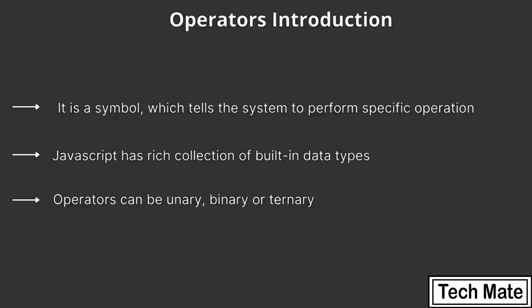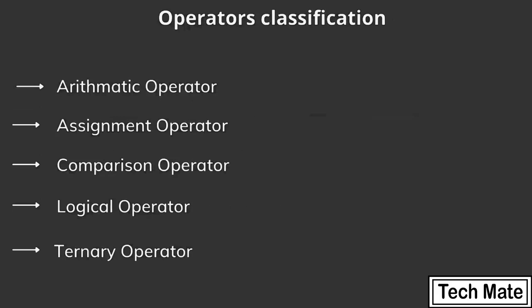specific tasks. On the basis of the operands, these operators can be classified as the unary operator, meaning a single operand operator, binary operator, meaning the operator having two operands, or ternary operator, meaning the operator having three operands. But functionally we can classify them into these categories, such as the assignment operator.